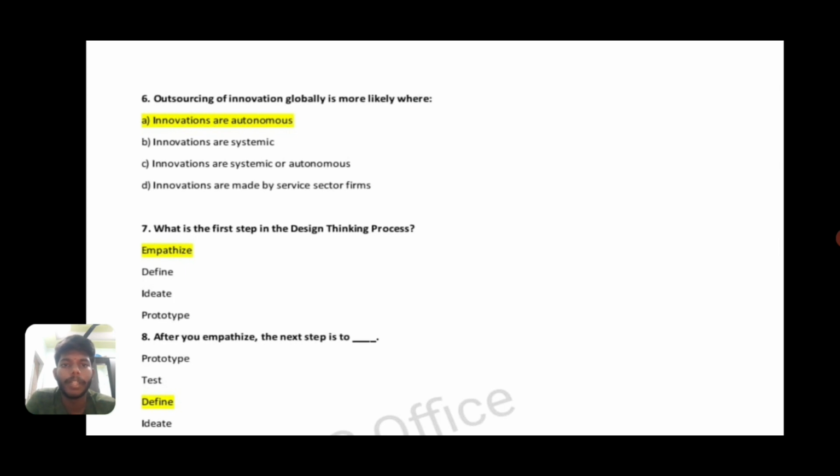What is the first step in the design thinking process? Empathize, define, ideate, prototype. It is empathize, as we discussed in the other slides. After you empathize, the next step is to prototype, test, define, ideate. It is define.